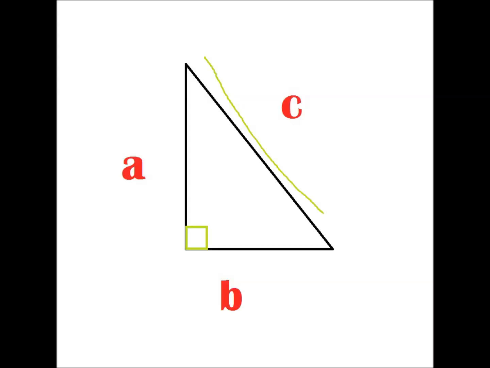This is a right triangle. To apply the Pythagorean theorem, you need to know the following. Side C is the longest side and is called the hypotenuse. A and B can be either of the two sides that are left, called legs.